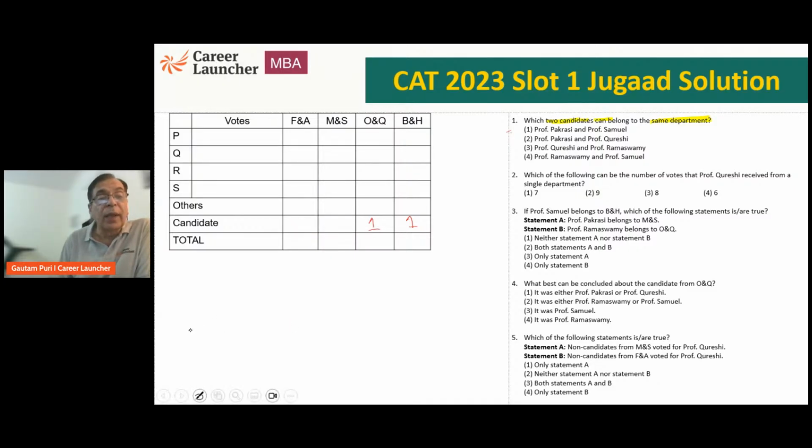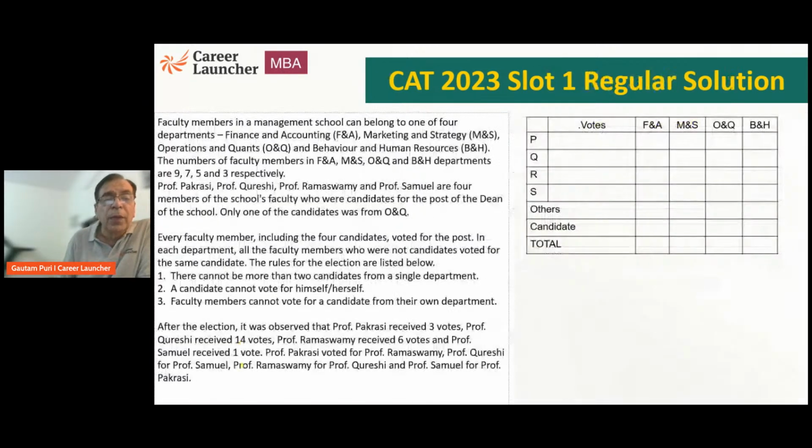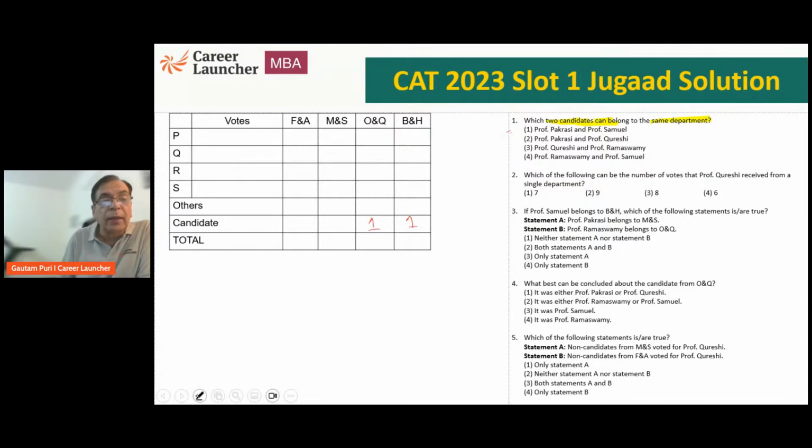What about the next question? Okay, there's something more out here. Which two candidates can belong to the same department? Now, do you remember who voted for whom? Let's see who voted for whom. Professor P voted for R. So P has voted for R. What does that mean? P and R cannot be from the same department.